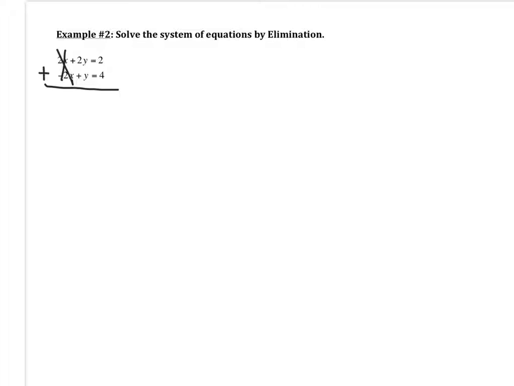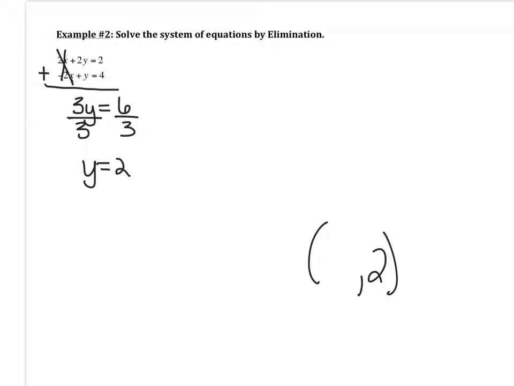So then I would take the 2y plus y, so it'd be like 1y, so I would have 3y. And 2 plus 4 is 6. So then I would divide both sides by 3, and y equals 2. Again, that's only half of my answer. I still need to figure out what x is.